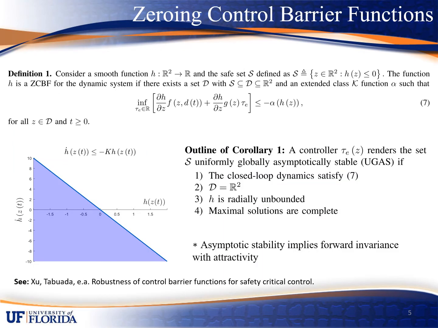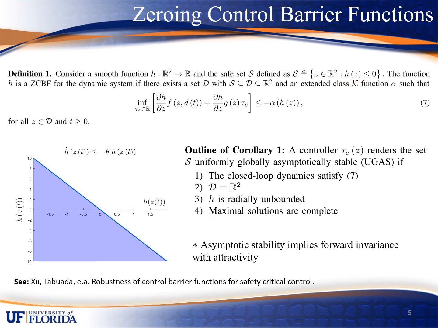The tool that will allow us to develop a controller for the cycling system is a zeroing control barrier function. ZCBFs have been popularized for designing controllers that render a set of states forward invariant, meaning that trajectories starting within the set stay in the set for all of time. And a ZCBF is a smooth function h that defines a safe set, S, as the set of states where the barrier function is less than or equal to 0.